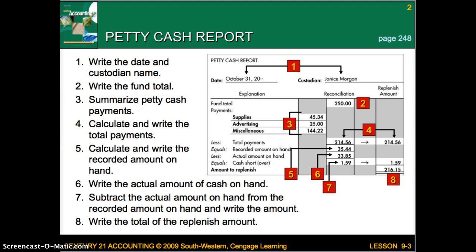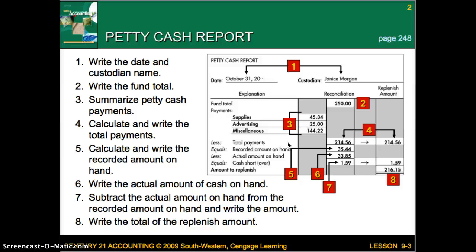Okay, and so this is a petty cash report, and we need to know the different parts of this report as you'll be needing to read these later on in the chapter. It will tell you it's a petty cash report. It will have the date and the custodian. And the custodian is just the person that is in charge of making sure this petty cash fund is correct, and that it's been used correctly and that no one has taken money from the petty cash fund or whatever.